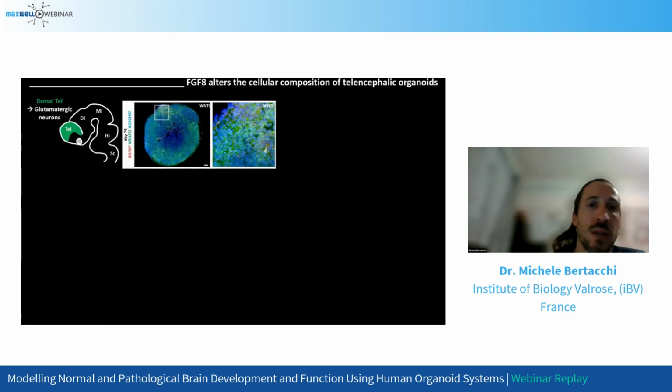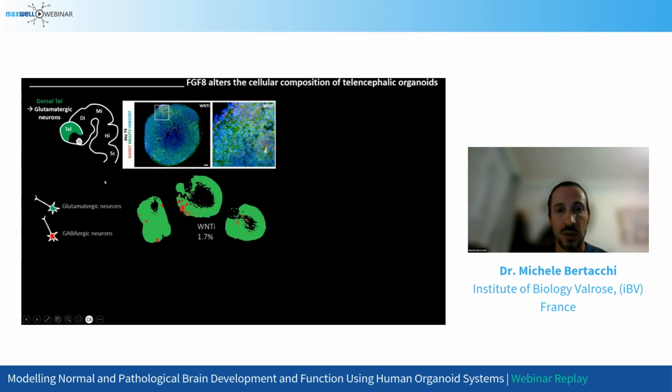Also, just to remind you that normally our control Wnt inhibition organoids originate a lot of glutamatergic neurons. So this is a dorsal telencephalic identity. They also have some GABAergic neurons, but this is a very low percentage, as you can see by GAD67 staining.